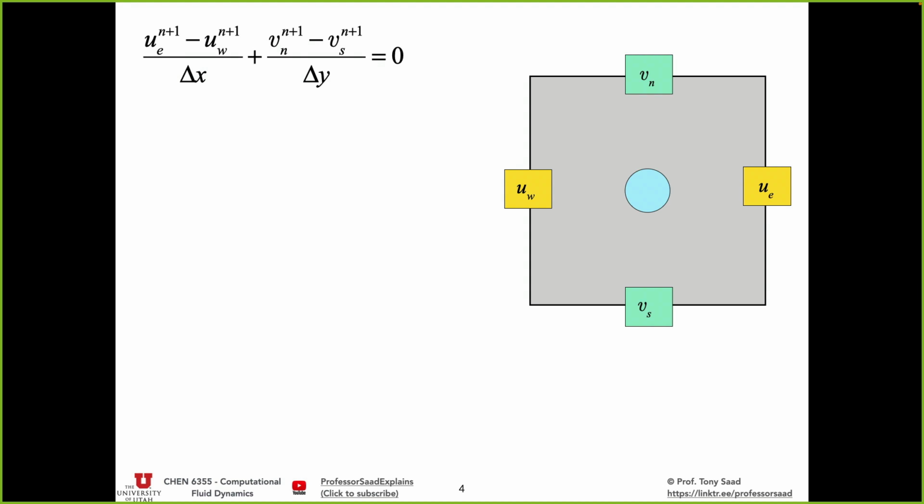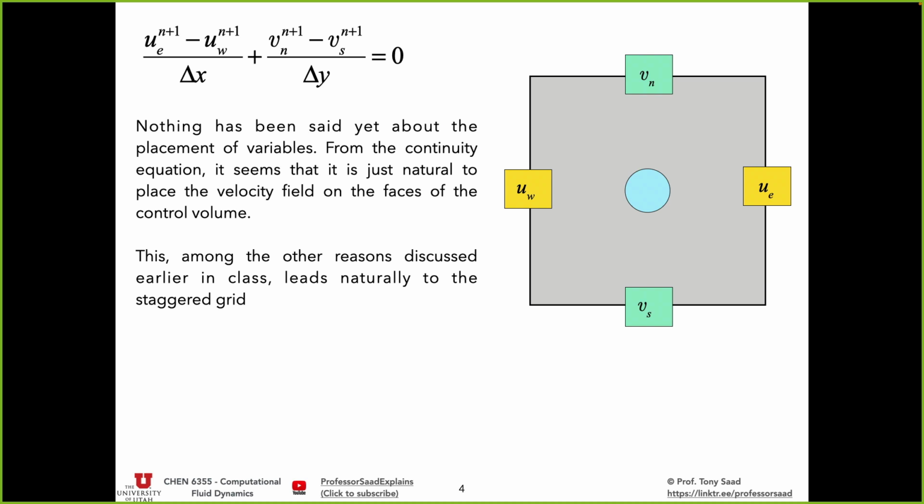Okay? So I have a statement here that says we have the freedom to place the velocities, and this, in addition to the other discussion about div grad, lends itself to defining what we call the staggered grid. Okay, so this staggering is the essence of getting true discrete divergence-free conditions.